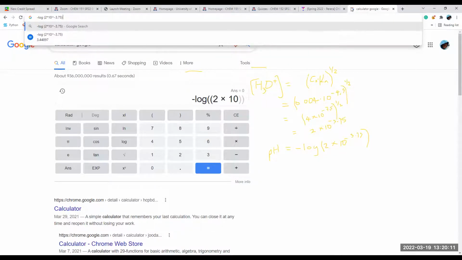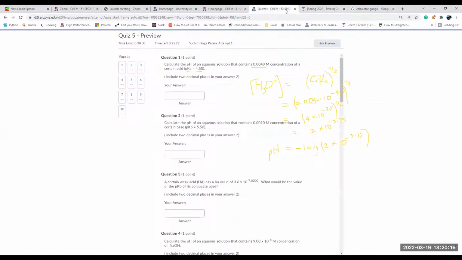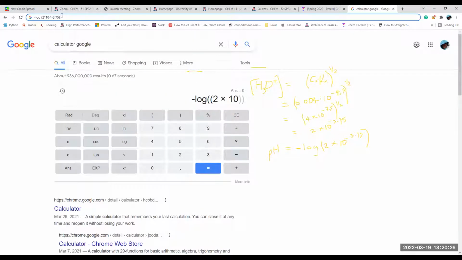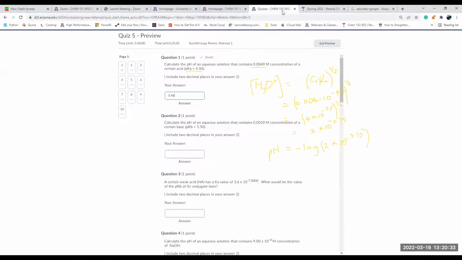Right, so let me go back to the question. Yeah, 3.448. Say 3.45. I'm going to reach that answer. Yep, so that's question number 1.